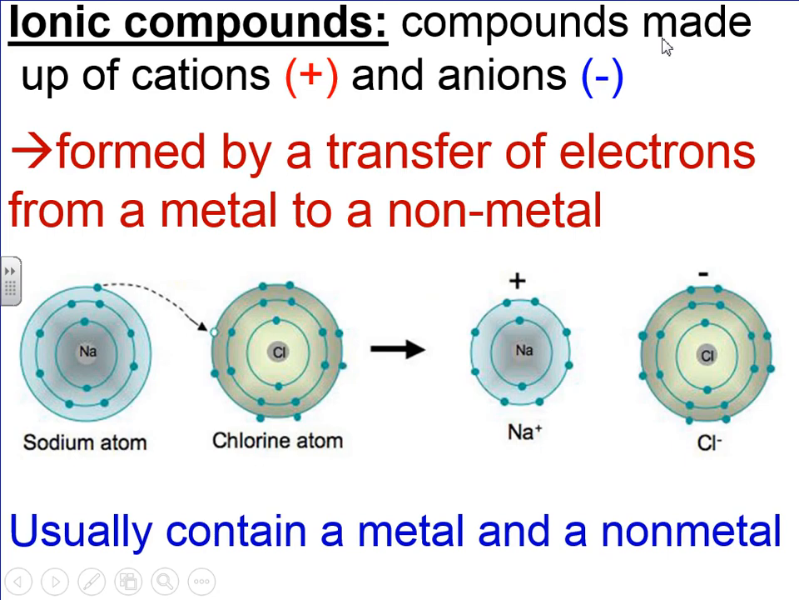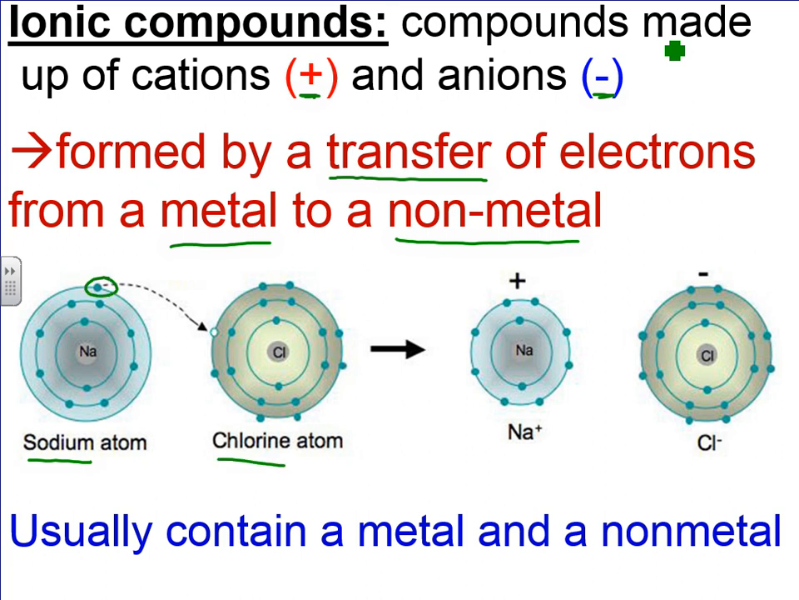We're actually going to be looking at ionic compounds. Now, ionic compounds are compounds made of ions, specifically positive cations and negative anions, and they are formed by a transfer of electrons from the metal to a nonmetal. We've seen this picture in the previous video. Sodium is a metal. Sodium gives up an electron to chlorine, which is a nonmetal. Chlorine accepts the electron. When this happens, you form two ions, the sodium positive ion and the chloride negative ion. Ionic compounds will usually contain a metal and a nonmetal. In our cases, they will always contain metals and nonmetals.